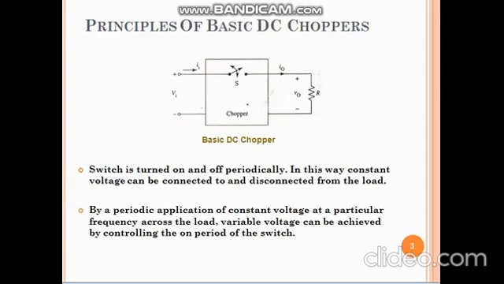The basic principle is like this. Your input DC voltage is regulated by switch S. You have to chop your constant DC voltage and the output average voltage will be achieved. By periodic application of constant voltage at a particular frequency across the load, variable voltage can be achieved by controlling the on period of the switch.